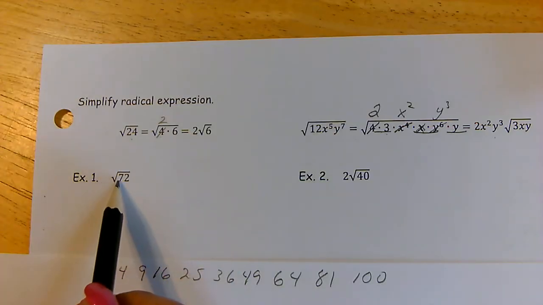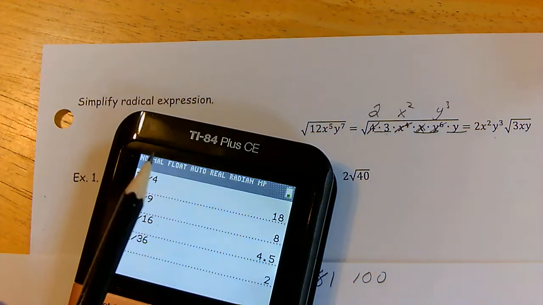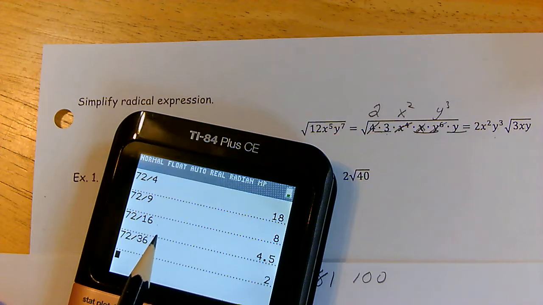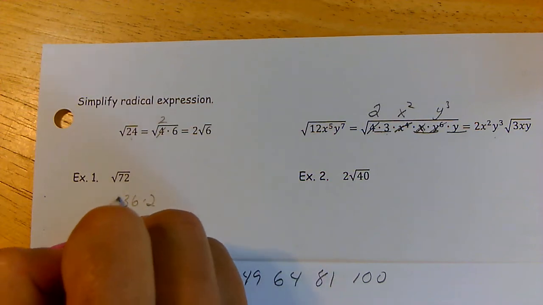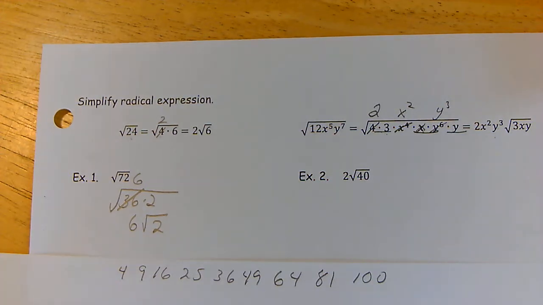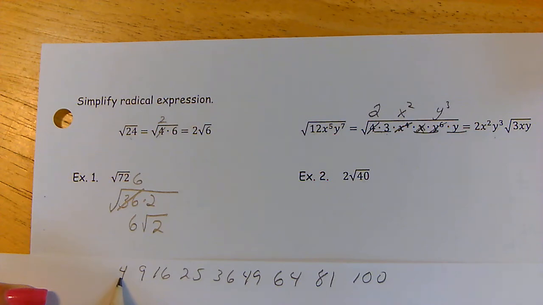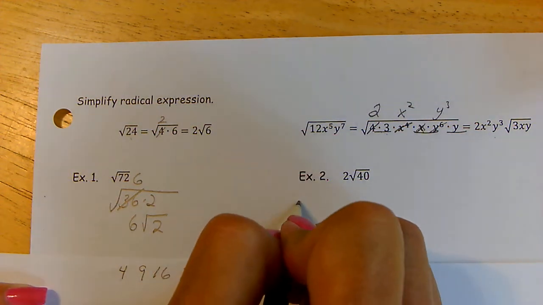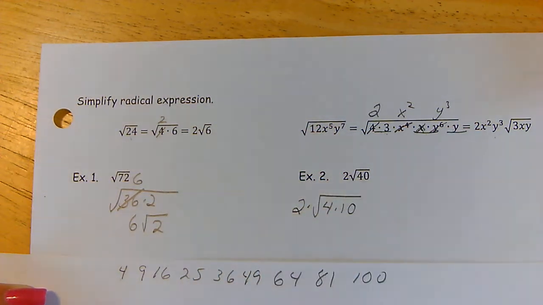Okay, here I am going to divide 72 by these numbers and see which largest one goes into it. 4 goes into it, 9, 16 doesn't. I skipped 25, but it is divisible by 36, so I stop at that, the largest perfect square factor. So 36 times 2, 6 comes out, and the 2 stays in. 40, I know is divisible by 4, and I'll be left with 10, and that's the largest I can go. 2 on the outside times 4 times 10.